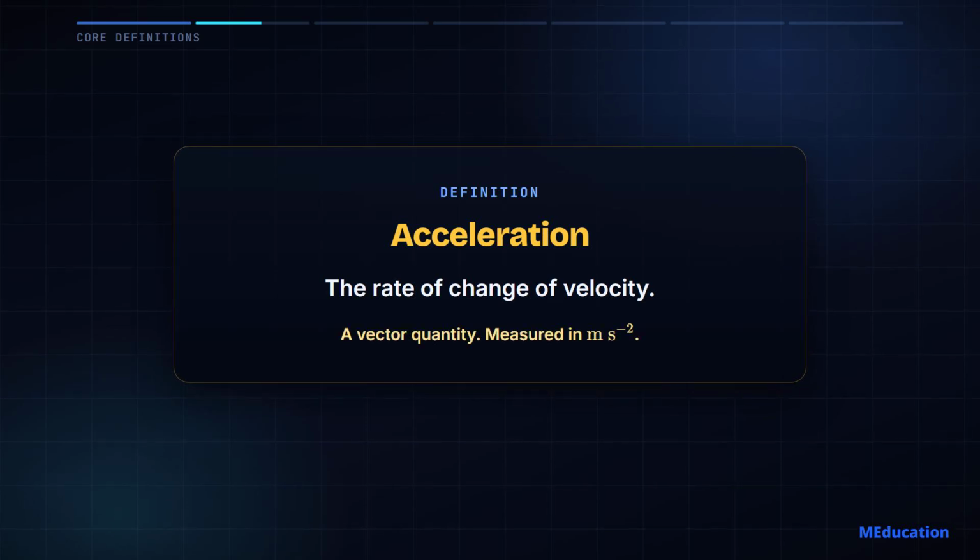Similarly, acceleration is the rate of change of velocity. Because velocity is a vector, an object accelerates if it changes speed or if it changes direction. A car driving at a steady speed in a circle is constantly accelerating.